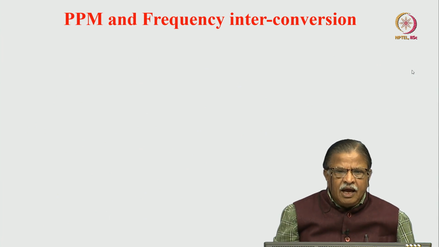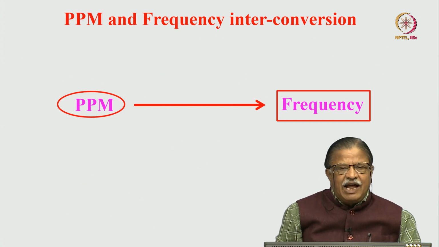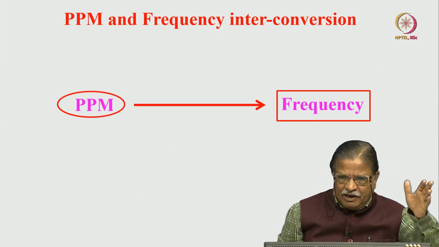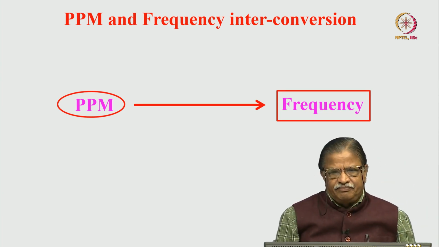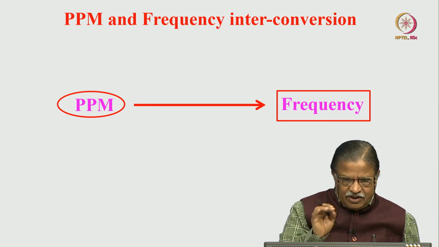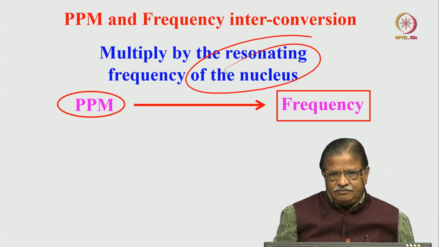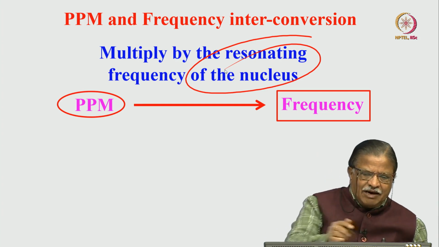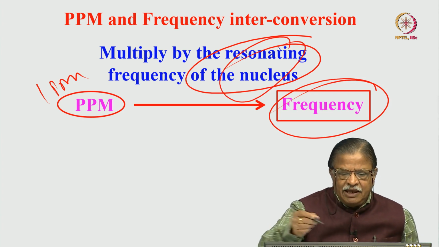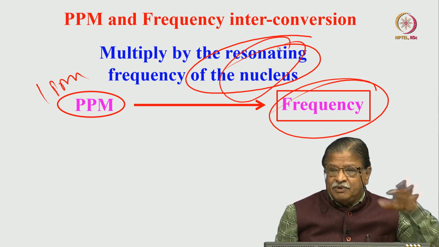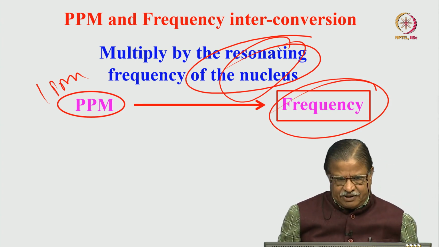Okay. Now, we can also do the interconversion. How do you do the interconversion? If I measure a particular peak, I know its chemical shift in ppm, but I want to express it in frequency. What do I do? If I know the value in ppm, I simply multiply by the resonating frequency of the nucleus. That is what we did. For example, 1 ppm in 600 megahertz is 600 hertz. You just multiply by the resonating frequency of the nucleus. Of course, you should remove the megahertz component, keeping only the number.